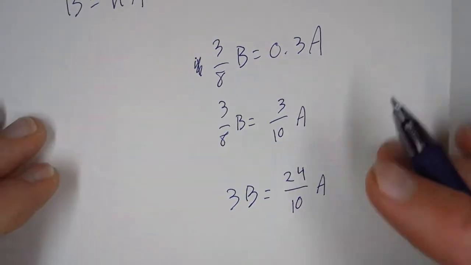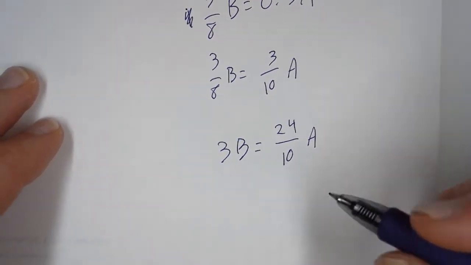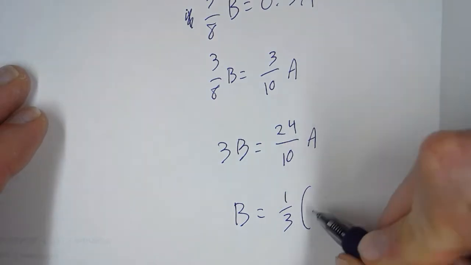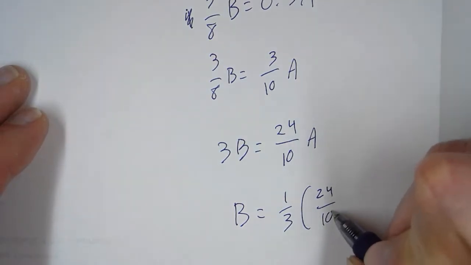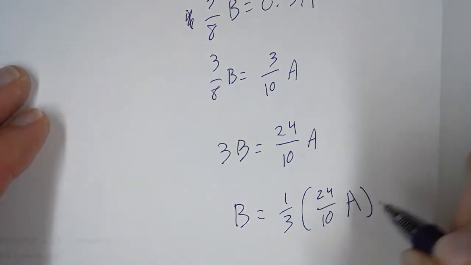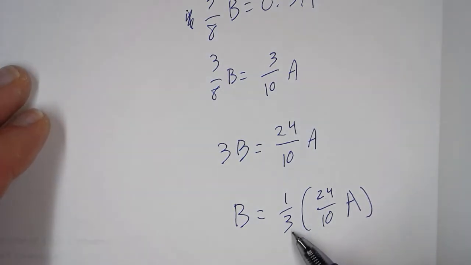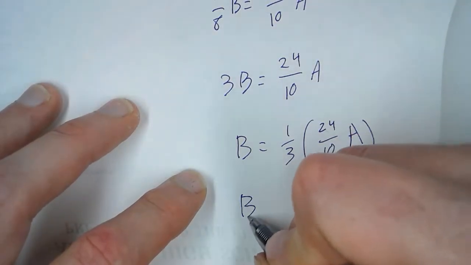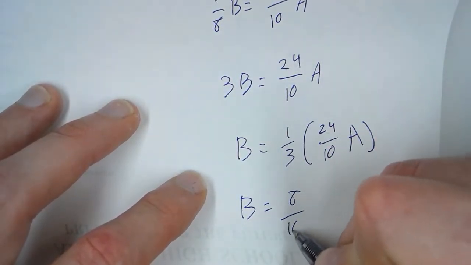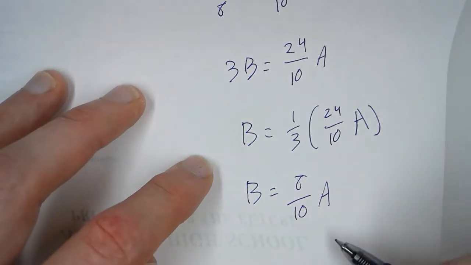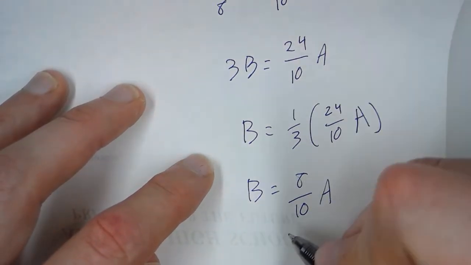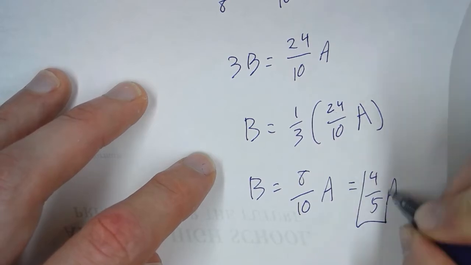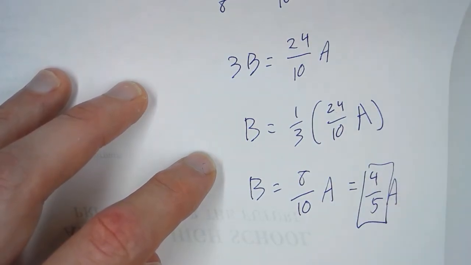And then I have to divide both sides by 3. Now since there's a fraction already over there, I'm going to multiply 1/3 onto this side. So 24 over 10A, and I can cancel a 3 out of here and out of the 24. So that means B is going to equal 8 over 10A. Now it needs to be reduced, so we need to write this as 4/5 A. So there is our answer, and we're done.